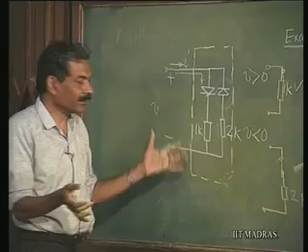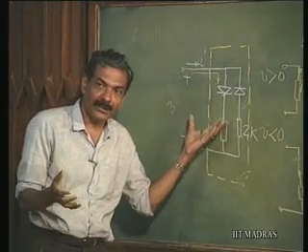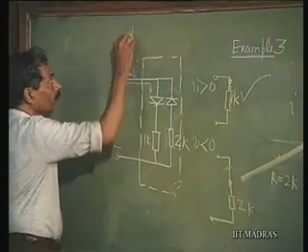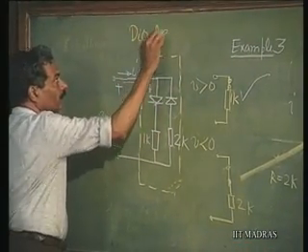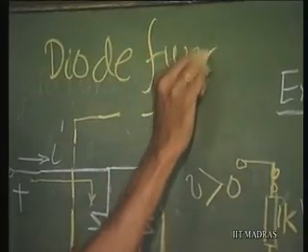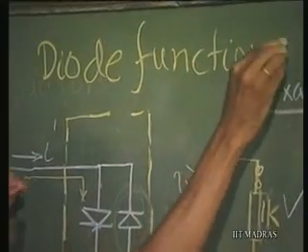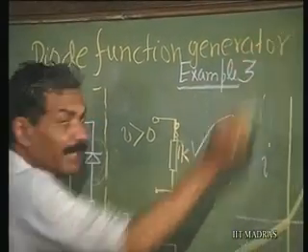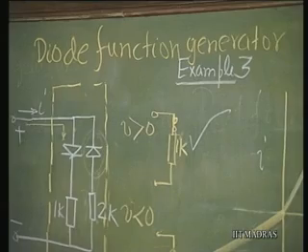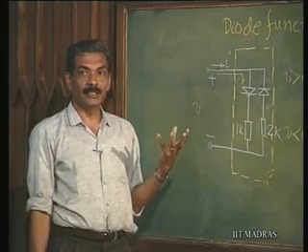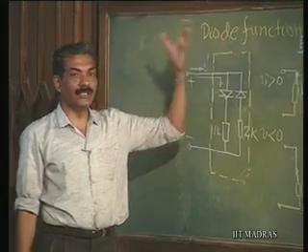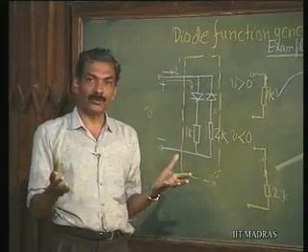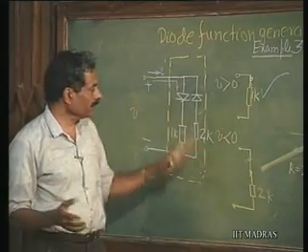This kind of synthesis of diode circuit with resistor is called diode function generator. A very important application in synthesis of nonlinear functions. Okay. This kind of thing is invariably used in all nonlinear function generations in analog signal processing.